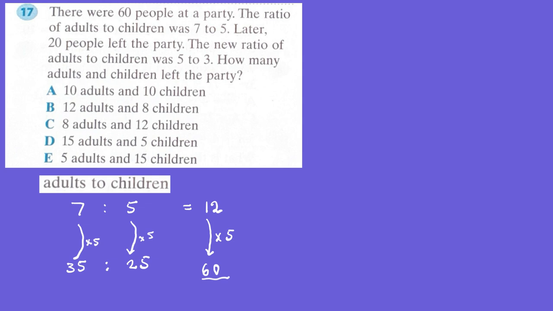And now later, 20 people left the party and the new ratio of adults to children was 5:3. So let's do the calculations here of the new ratio. The new ratio after they left is 5:3. And that means that there were 8 people in this ratio. But if 20 people left, then there would have been only 40 people left. So how did we get from 8 to 40? We also multiplied that by 5.